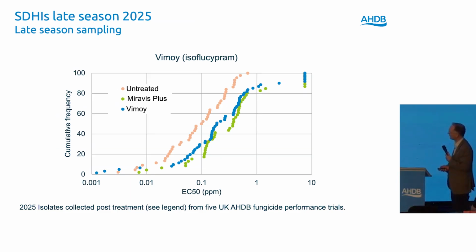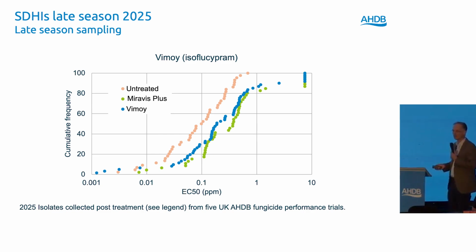And when we look at sensitivity to Vimoy, following Miravis and Vimoy treatments, it's a similar picture. The untreated, quite clearly to the left-hand side, and actually where we've applied either Miravis or Vimoy, sensitivity to Vimoy does appear to have shifted a little bit. And again, there is a small collection of isolates in the top right-hand corner there, less than 20%, maybe 15%, that do appear to be a little less sensitive to SDHIs than we have seen previously.